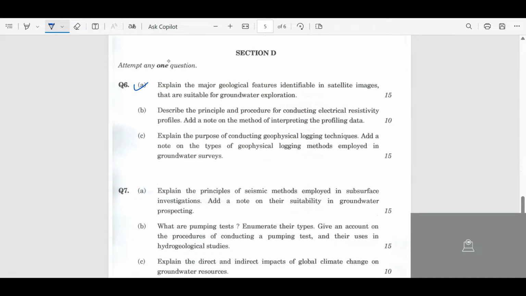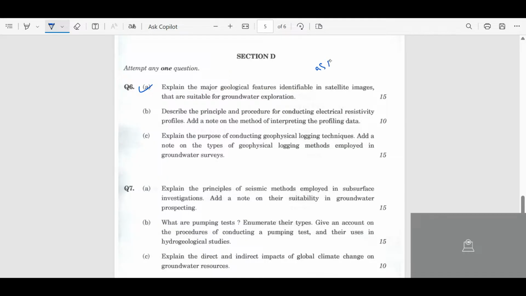This is very important for you. This will be asked in GS3, for science-related topics, by connecting it with geography and environment. It will be a very good question for GS3: explain the major geological features identifiable in satellite images that are suitable for groundwater exploration. Describe the principle and procedure for conducting electrical resistivity surveys. This is not important.